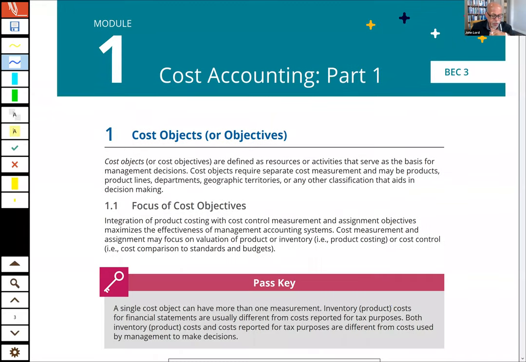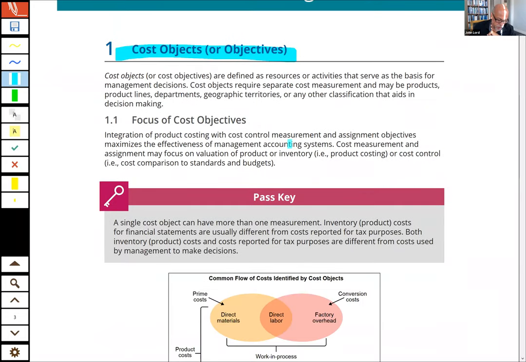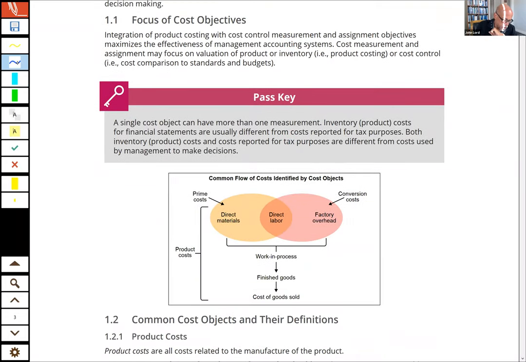Okay, so let's go ahead and start to take a look now at module one. The first thing we're going to talk about is cost behavior. We're going to take a look at cost behavior and cost objects or cost objectives. So let's take a look. You can see this chart down here, this little sort of Venn diagram thing. A lot of times where students struggle when they're first learning managerial accounting, and when we're reviewing it here for the CPA exam, is the different names they give to things that essentially constitute the same thing.